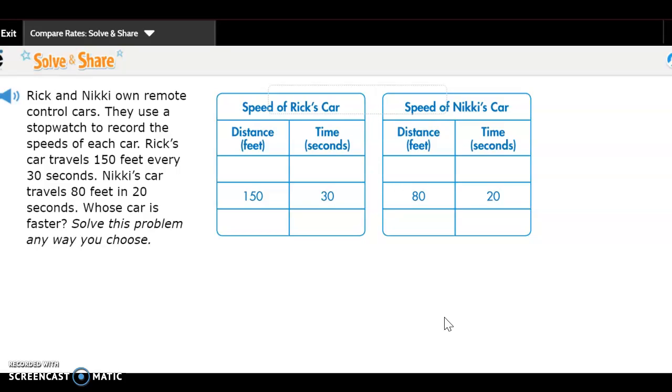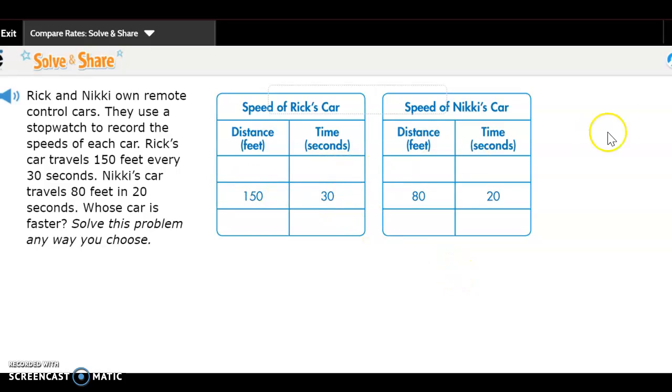So let's read it. Rick and Nikki own remote control cars. They use a stopwatch to record the speeds of each car. Rick's car travels 150 feet every 30 seconds. That's right here. Nikki's car travels 80 feet in 20 seconds. Whose car is faster? Solve this problem any way you choose.